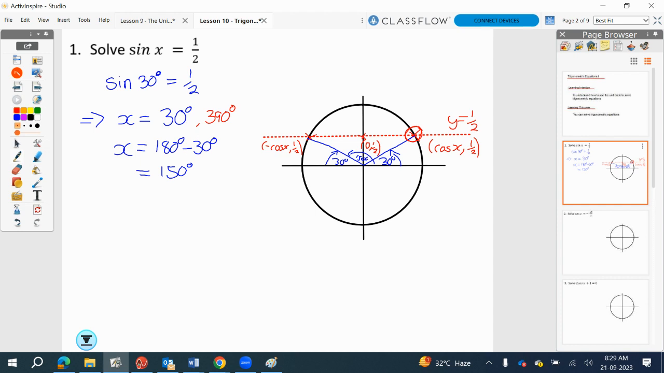750. How did you get that one? I got 720, which is 2 rotations, plus 30. So 750. Can you generalize that? How many rotations can you have? Infinite. Infinite rotations of 360. So how would we write that? Does anyone know?